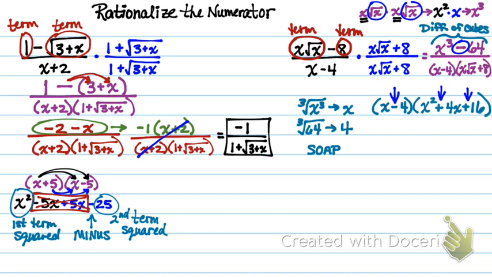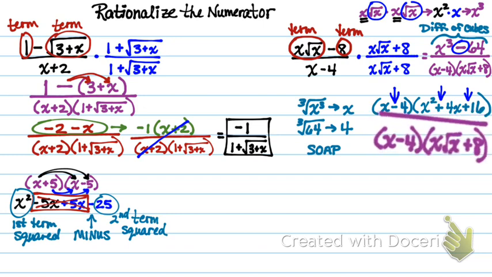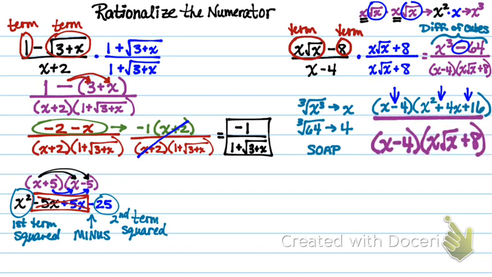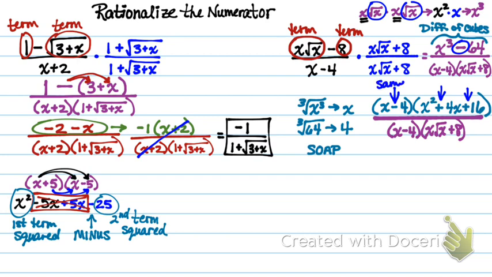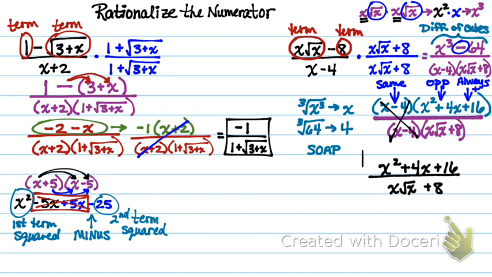So far, so good? All right. So I'm going to get this denominator under here. It's very fortunate that I left this in factored form down here, because what do you notice? I can cancel the x minus 4s. And so my final answer here, once I have rationalized the numerator, would be x squared plus 4x plus 16 over x square root of x plus 8.